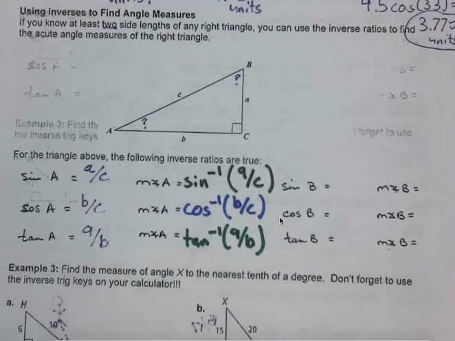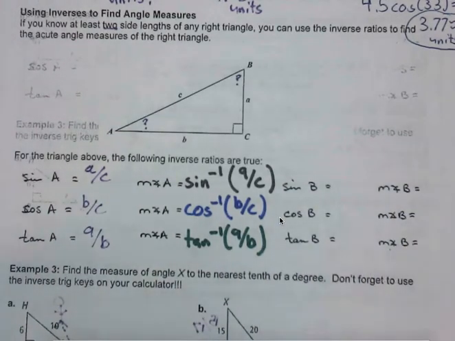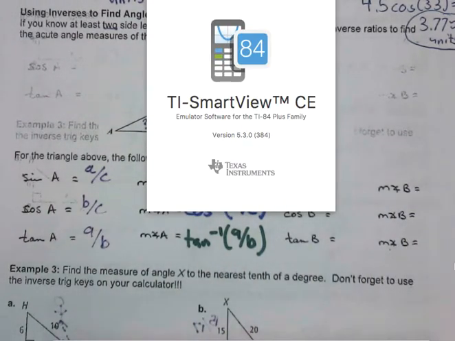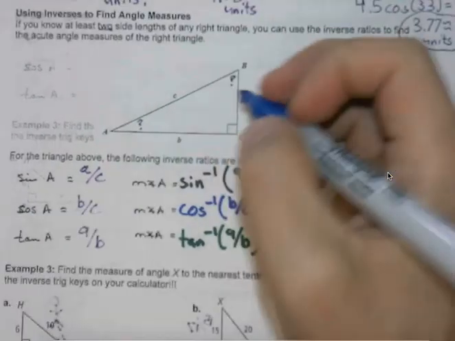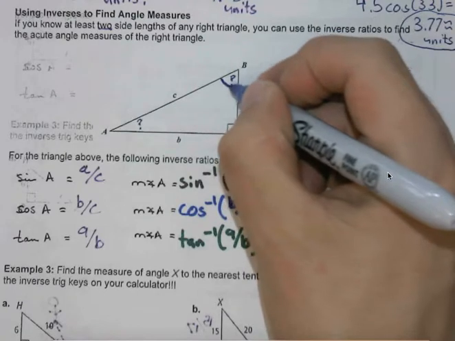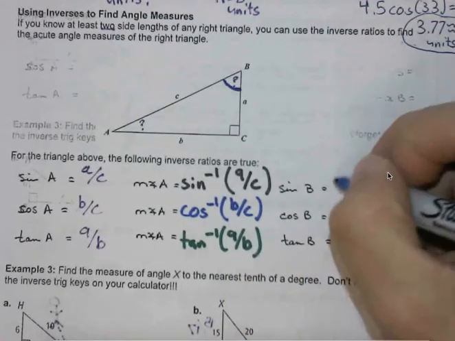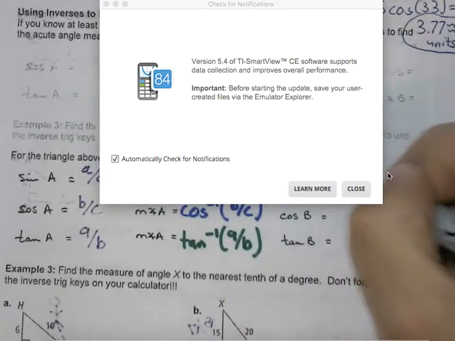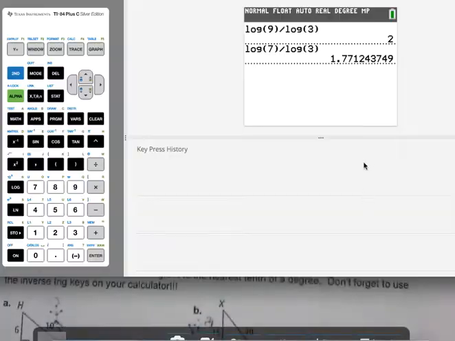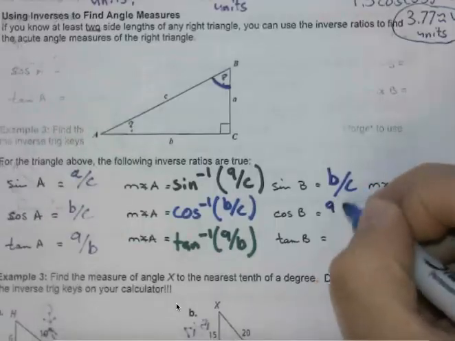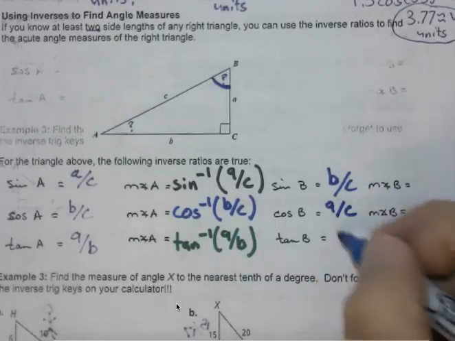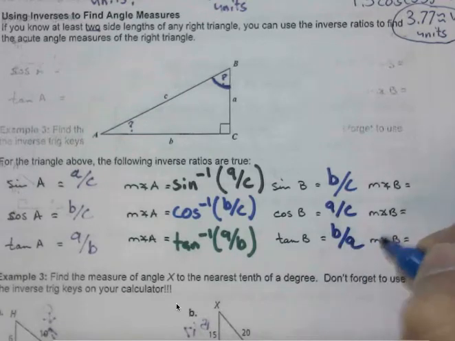Take a moment, try out this bit here for angle B. Well, you know that if you're standing at angle B up here, your opposite is B. You would then take that over C. You would do A over C for cosine of angle B. And then finally B over A for tangent.